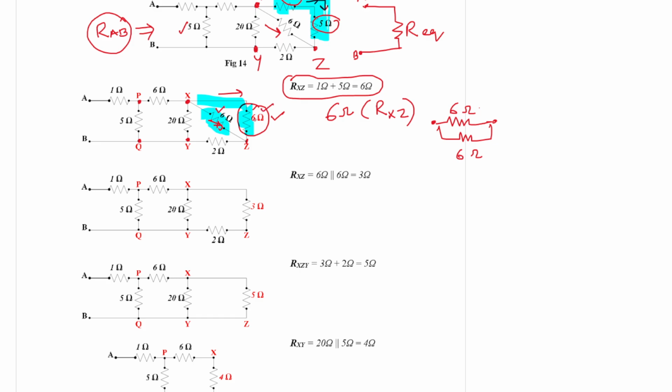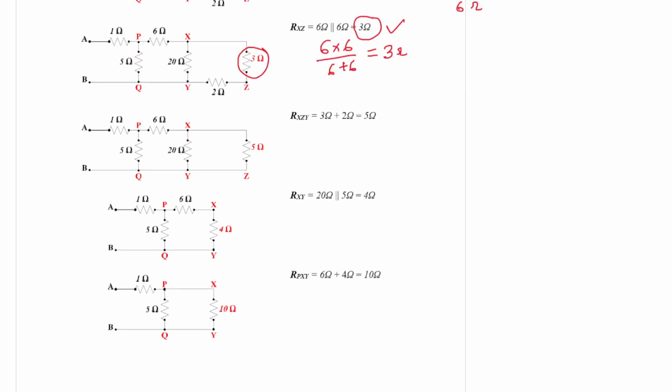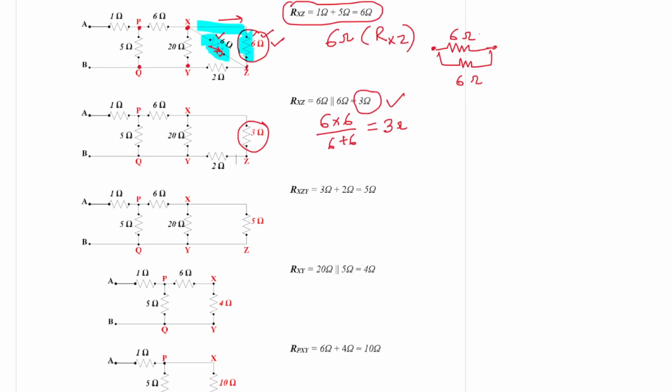So if two resistances are connected in parallel, it will be 6 parallel 6, that is 6 into 6 by 6 plus 6, which is equal to 3 ohm. That means if two resistances of the same value are connected in parallel, the equivalent resistance is simply half. So it is 3 ohm, exactly as written here. So with respect to X and Z, these two 6 ohm resistances are replaced by an equivalent 3 ohm resistance.